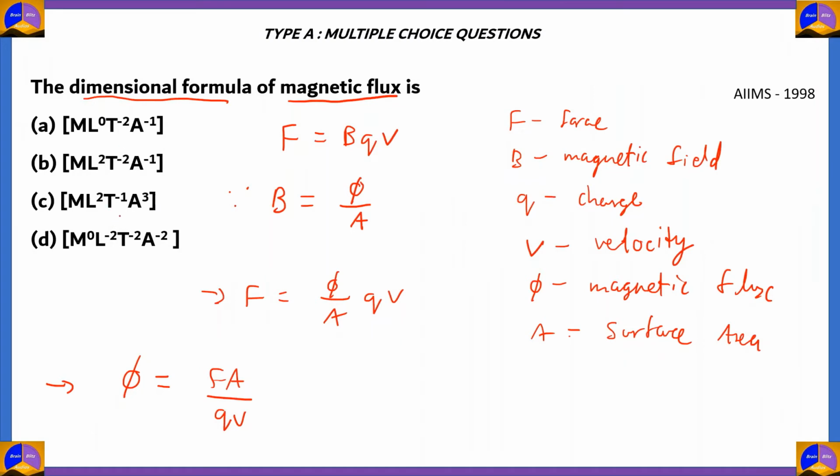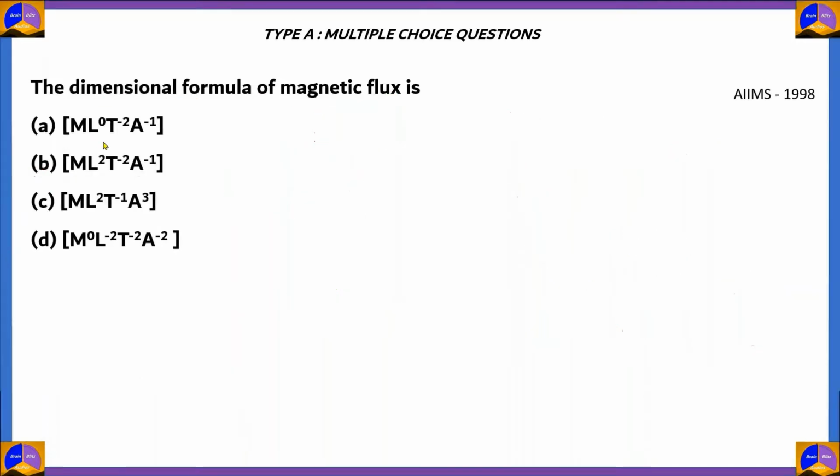So when we look at our options, we find that option B is the right option. It has M, it has L squared, it has T raised to minus 2, and it has A raised to minus 1, which are the components in the dimensional formula of magnetic flux. Option B is the right answer.